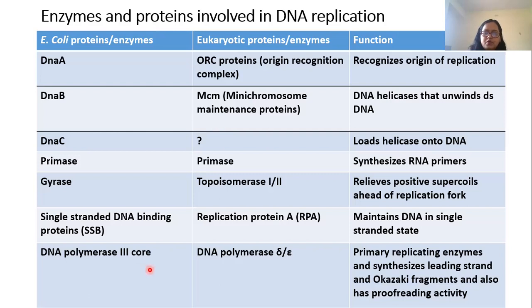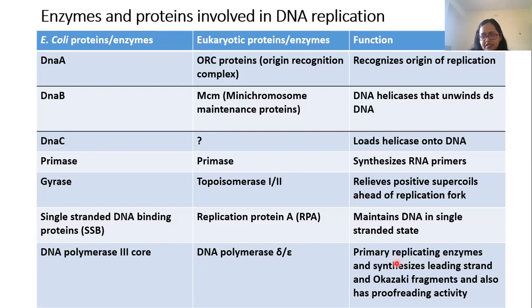Next is DNA polymerase 3 core. So DNA polymerase 3 in E. coli is termed as DNA polymerase delta or epsilon in case of eukaryotes. So in case of eukaryotes, it is DNA polymerase delta or epsilon, and delta and epsilon functions are similar.